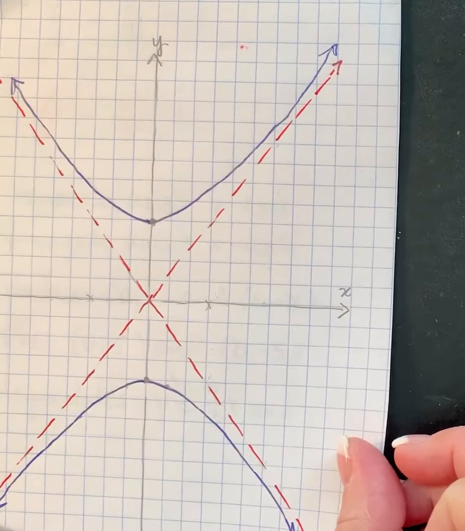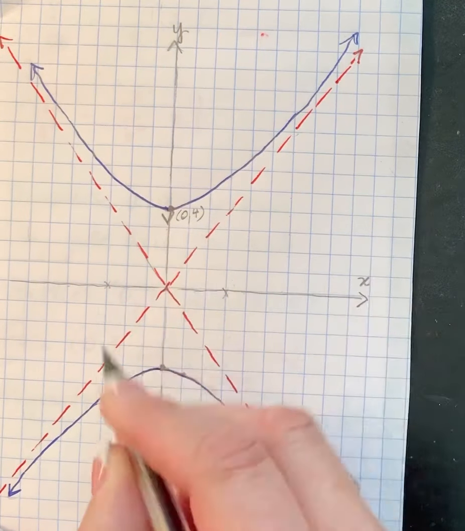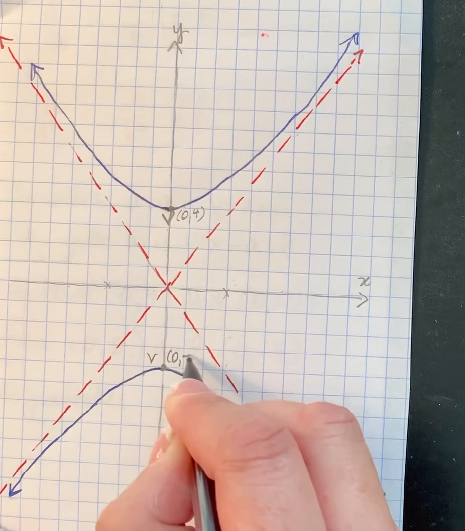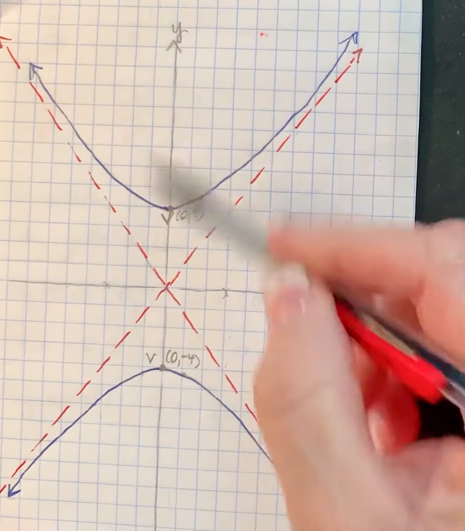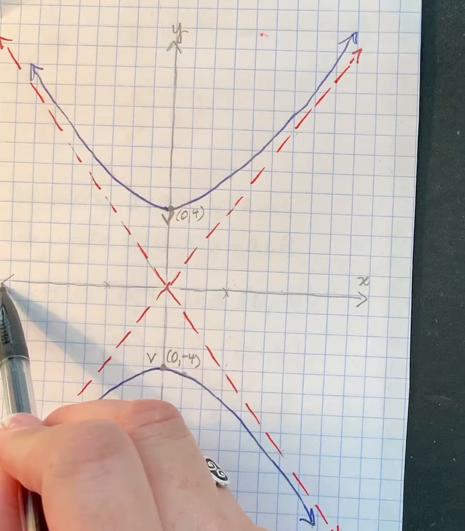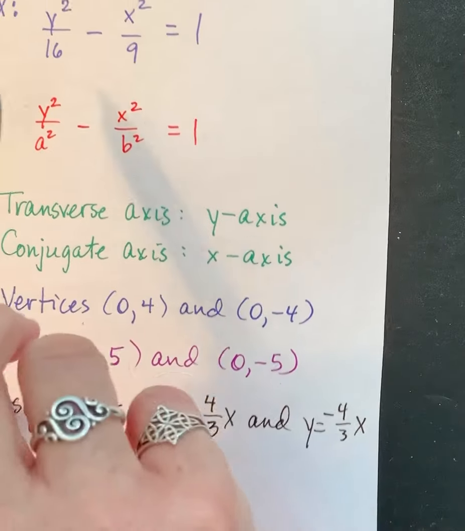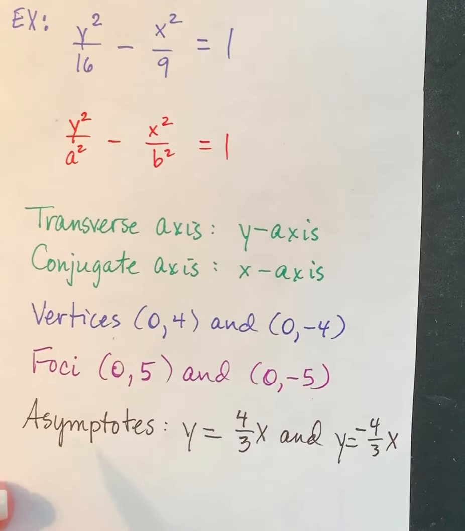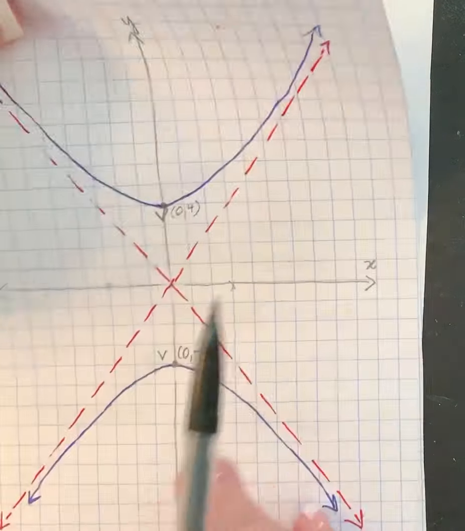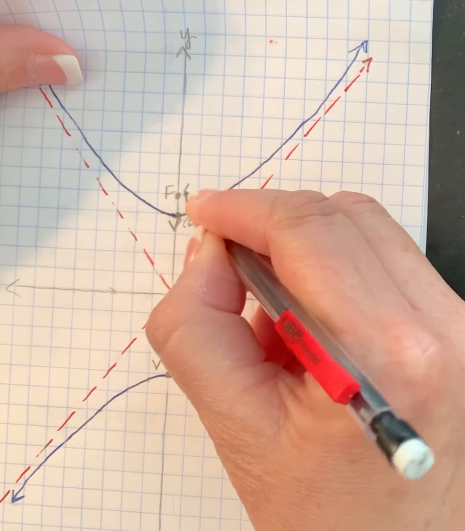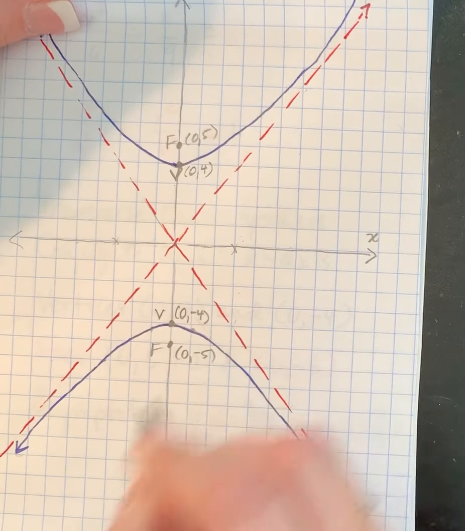Here's what the graph would look like. So here's a vertex at (0, 4), and here's one at (0, -4). And so here was the transverse axis. That's like the main one. And then the one going the other way, that's called the conjugate one. The a value gives you your vertices. So in this one, a squared is 16, so a is 4. The foci are also on the transverse axis. So in this problem, they are (0, 5) and (0, -5). We'll talk about how to figure those out in just a little bit.